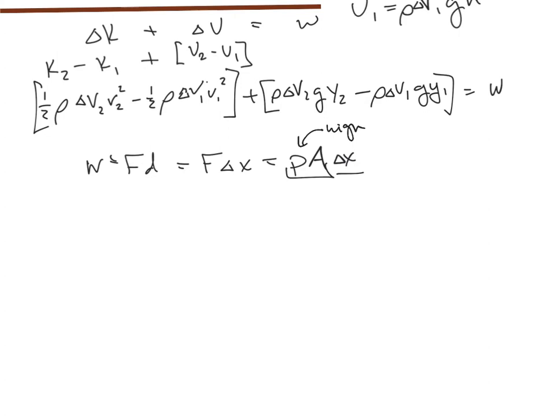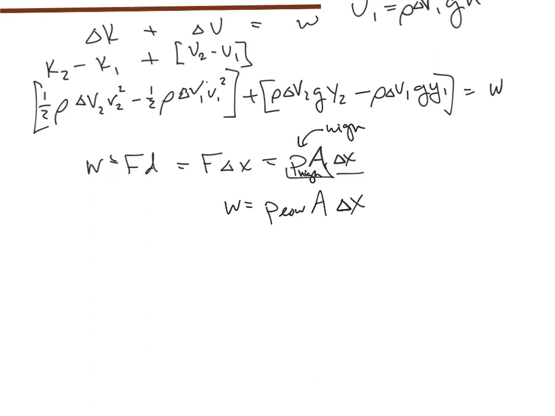Now the low pressure area also does some work, but it's going to be negative work because it's pushing in the other direction. So that one will be work equals pressure low times the area wherever the pressure is low times delta X.